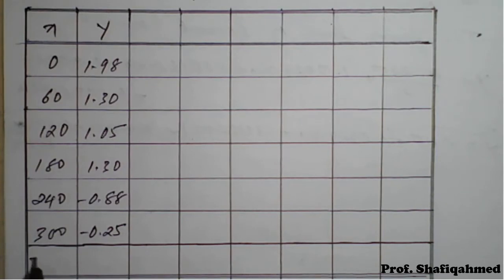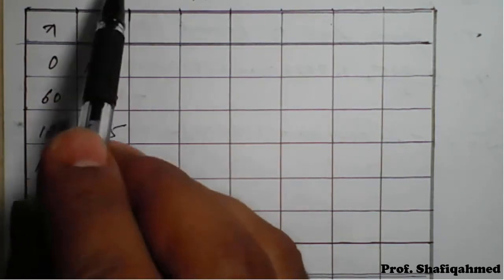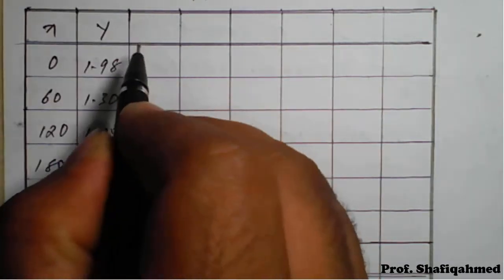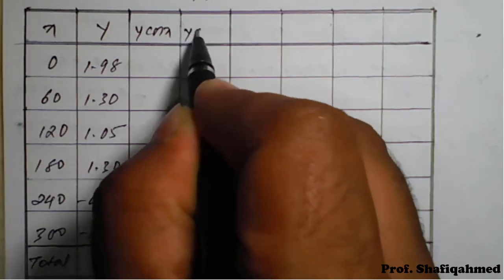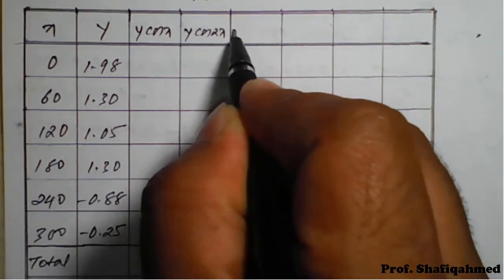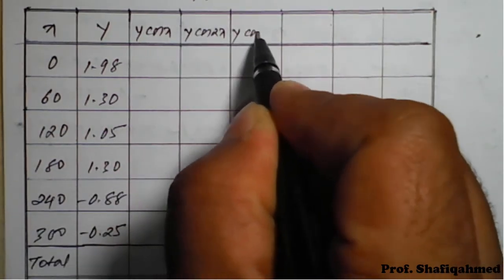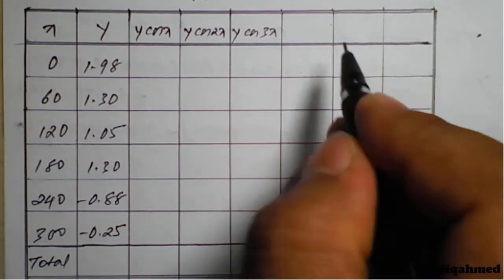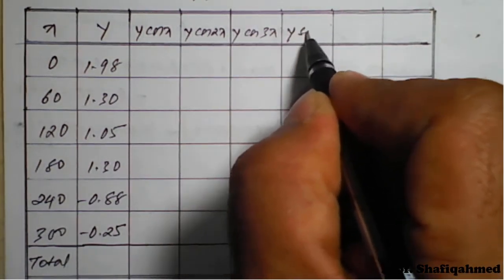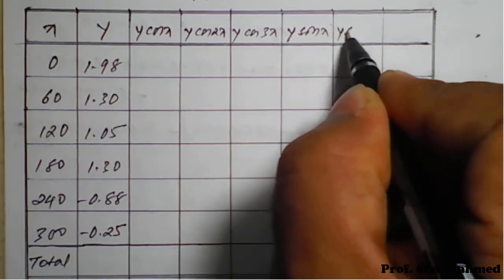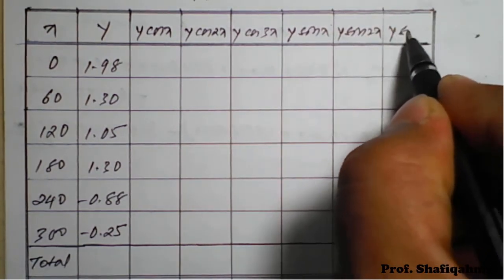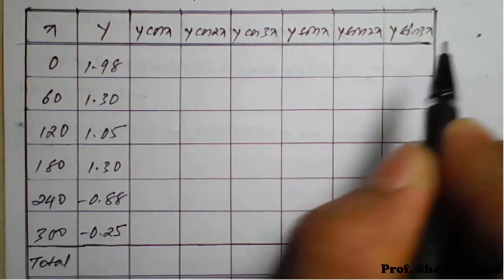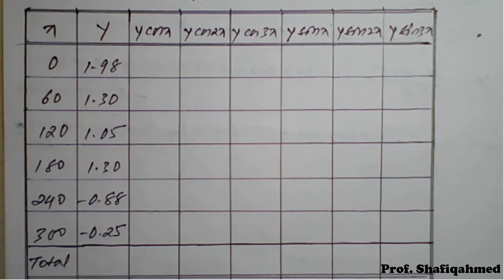So the last one is what here? Total. So here we needed the respective values. We needed y cos x, then y cos of 2x, and y cos of 3x. Then similarly we needed y sin x, y sin of 2x, and then y sin of 3x. So these are the values we needed here.